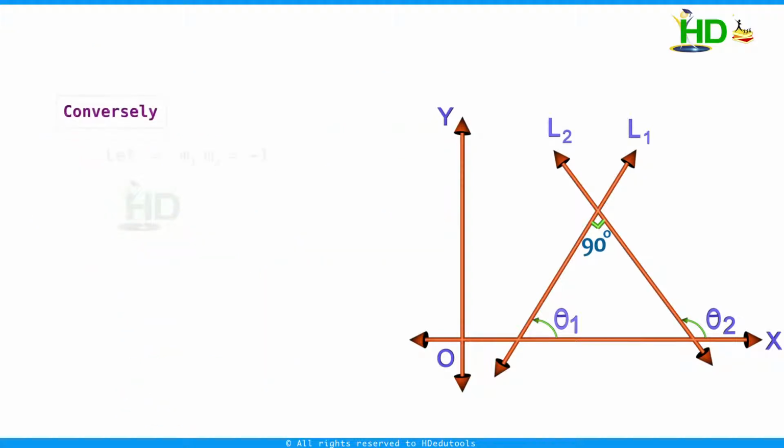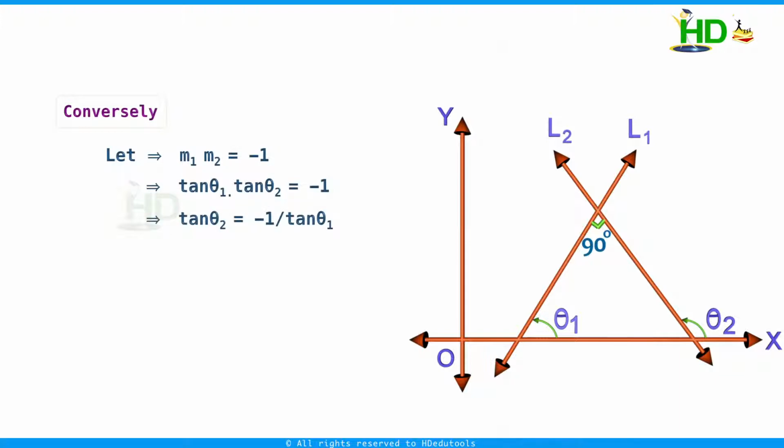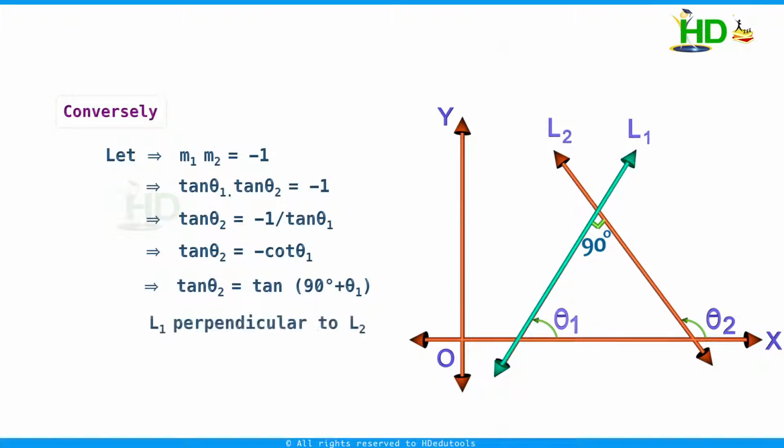And conversely, if m1 into m2 is equal to -1, then tan theta 1 into tan theta 2 equals -1. Tan theta 2 equals -1 by tan theta 1, or tan theta 2 equals minus cot theta 1, which is equal to tan of 90 plus theta 1. Since theta 2 equals 90 plus theta 1, we can consider this angle is 90 degrees. Therefore, L1 is perpendicular to L2. Therefore, two non-vertical lines are perpendicular to each other if and only if the product of their slopes is -1.